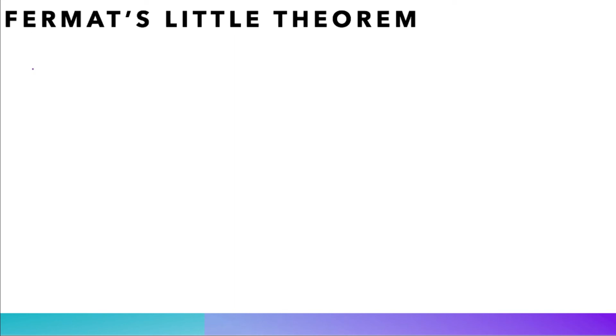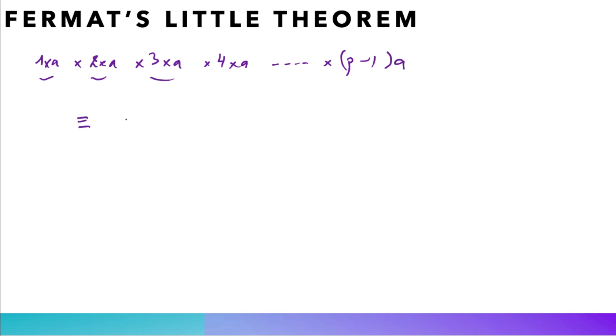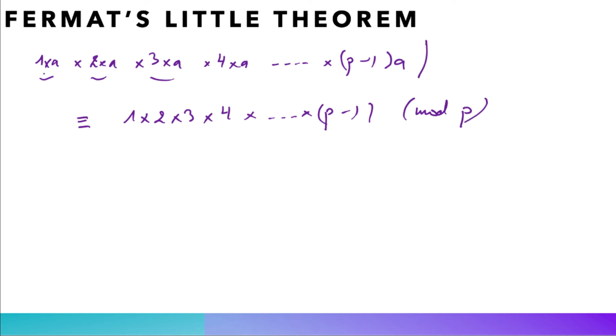I claim that now we're ready to prove Fermat's little theorem, and let us take 1 times a times 2 times a times 3 times a times 4 times a until we get to p minus 1 times a. This is actually a rearrangement of all the elements modulo p, which means that we will get that this is congruent to 1 times 2 times 3 times 4 until we get to p minus 1 modulo p. So if we rearrange this, we put 1 with 2, with 3, with 4 until we get to p minus 1, and the a's together.